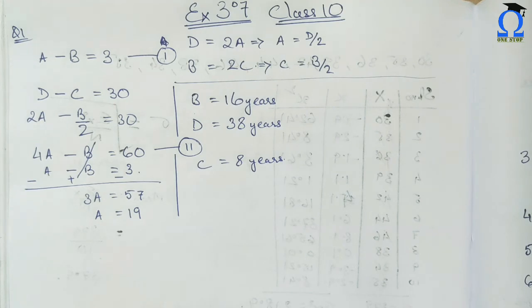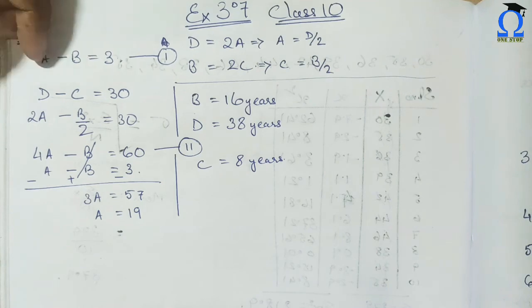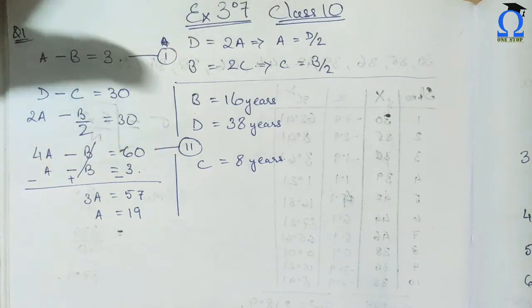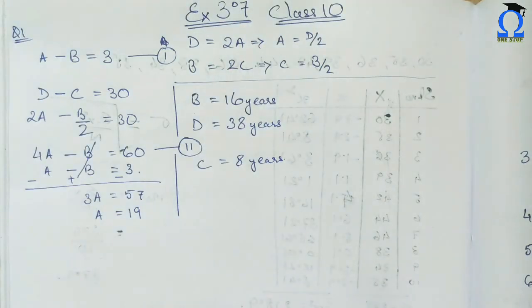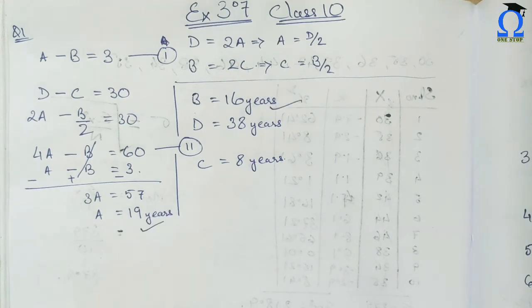Understood? So this is how we can do the questions, and here there is nothing told about which one is greater, which one is smaller. So we could have made this equation like b minus a is equal to 3 also. Then in that situation all the answers would have been different, but it is correct. So we needed to find the ages of Ani and Biju. So these are the required answers.